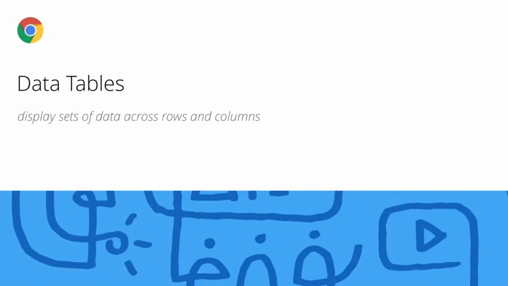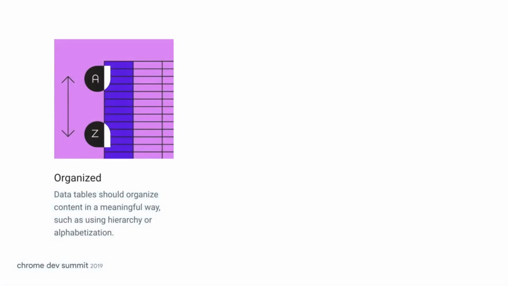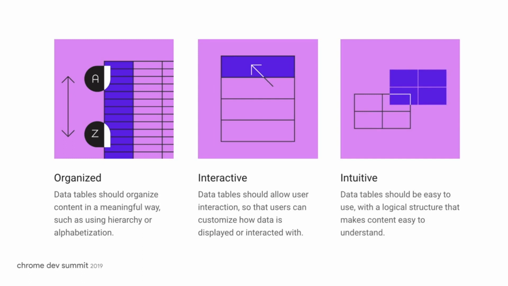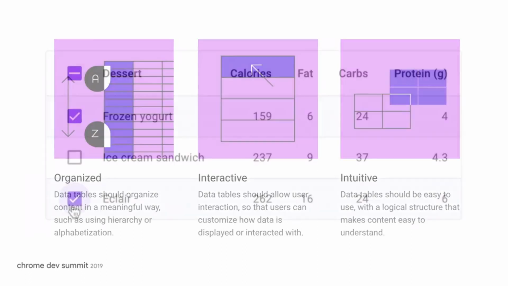The next new feature in Material is data tables. You asked, we listened. Our designers considered these three principles when it comes to data tables. The first is that data must be organized in a meaningful way. Data tables should also be allowed for user interaction. And finally, those interactions should be as logical as the structure of the data table itself.